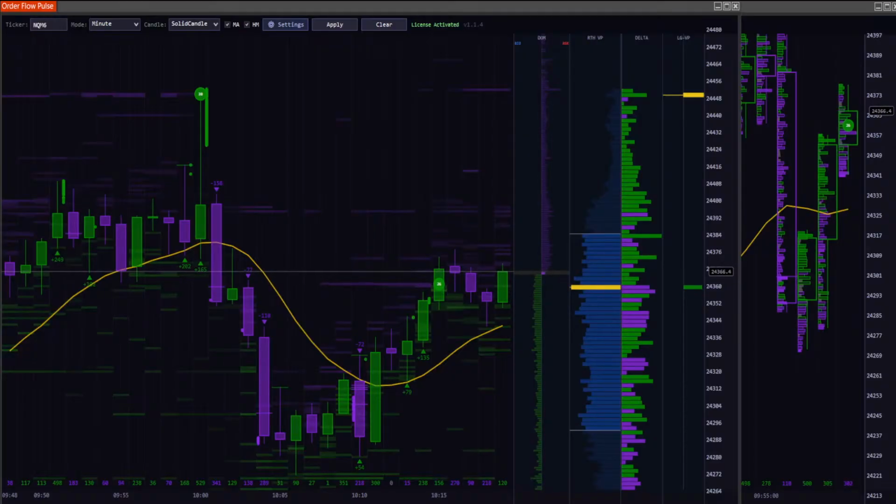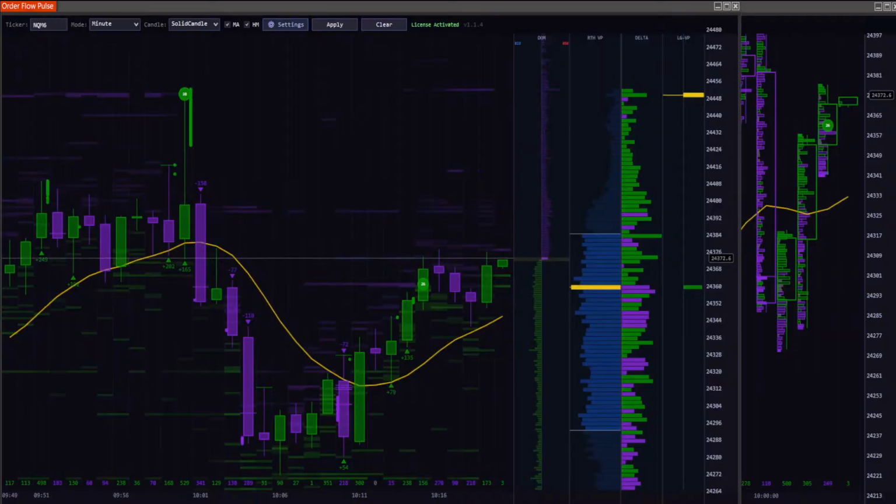We do have a micro pullback, but that previous 1 minute is not looking good because of that 200 delta. I just don't like that. We are climbing at 160, 170 delta. Yep, we got buy and bounce right here.